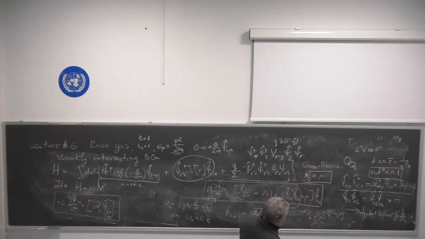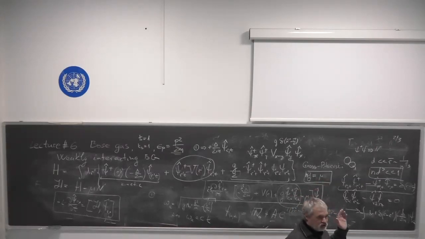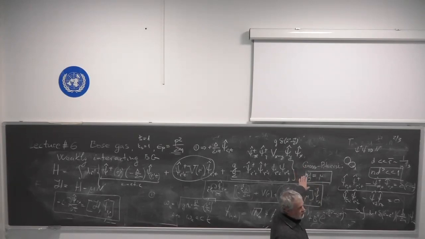Mu is equal to G times n. This is the chemical potential of an interacting system. You should not confuse it with the chemical potential of a non-interacting system, which is not positive, either negative or 0. For an interacting system, you see that the chemical potential is positive, but it is proportional to the interaction constant.